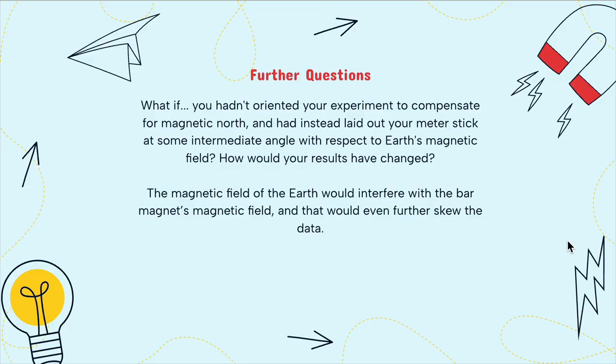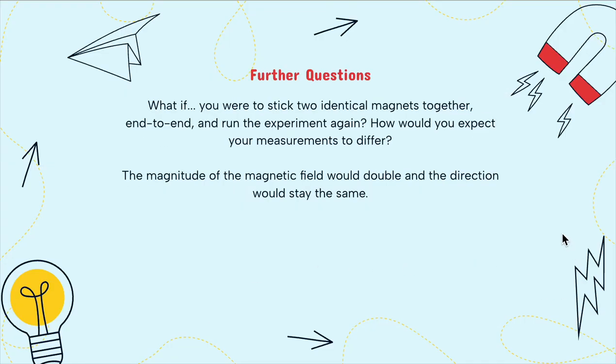And then for the further question, for the what if question, well, the magnetic field of the Earth would interfere with the bar magnet's magnetic field, and that would even further skew the data. And then for the other what if question, the magnitude of the magnetic field would double and the direction would stay the same.